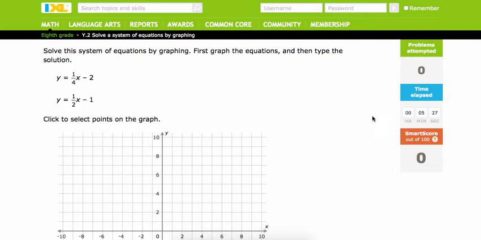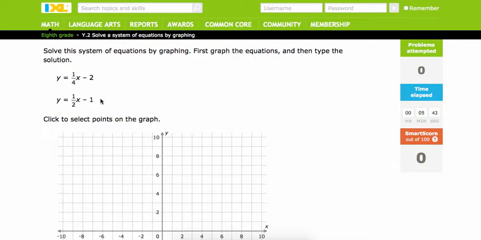I'm here to show you how to use IXL Math to solve systems of equations by graphing. So here's the first example we're going to look at. It says solve the system of equations by graphing. First graph the equations, then type the solution.